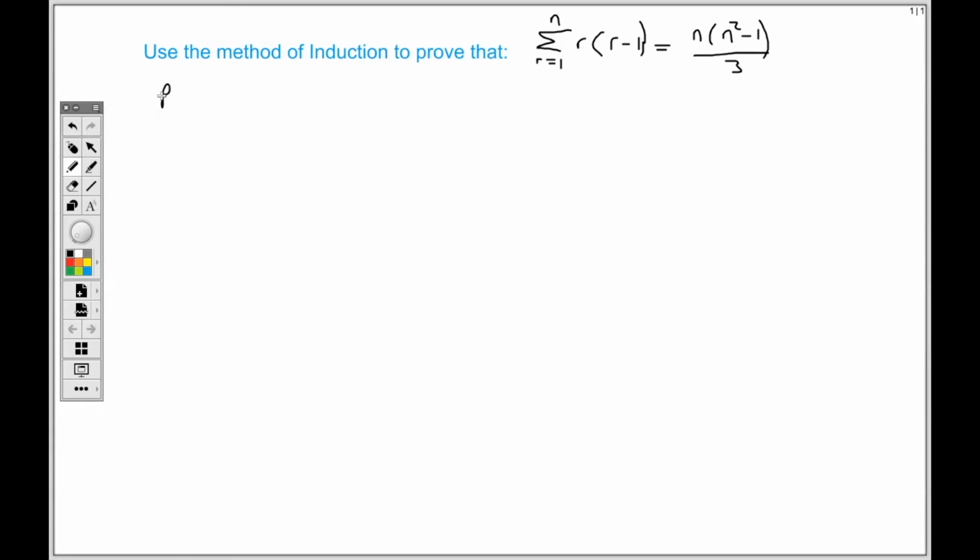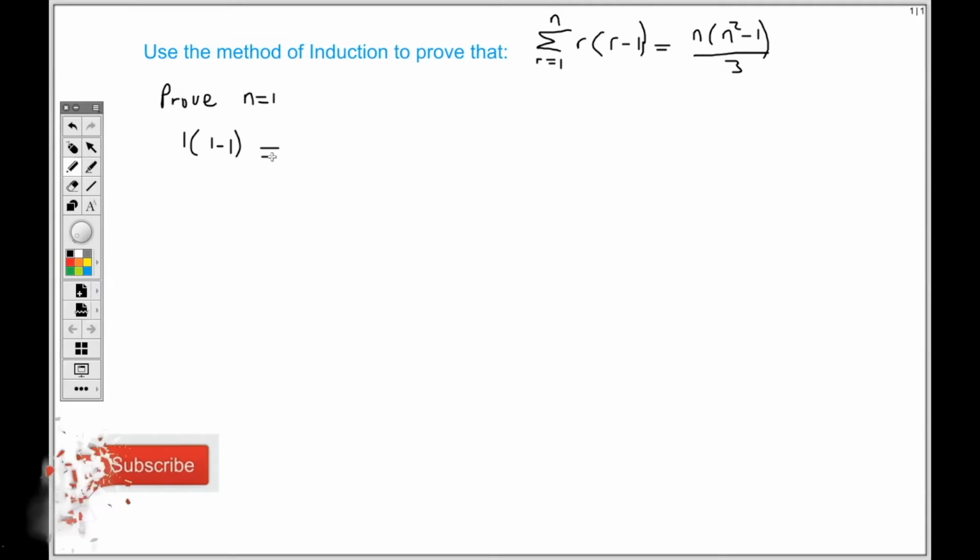So first, I'll be proving when n is equal to 1. When n equals 1, it means that I am substituting 1 into both sides, and I should get the same answer for it to be correct. So when n equals 1, I'm testing to see if the left-hand side is the same as the right. So I replace r with 1, although I say n equals 1. Remember, the summation is from r equals 1 to n. So n now is being replaced with the number 1.